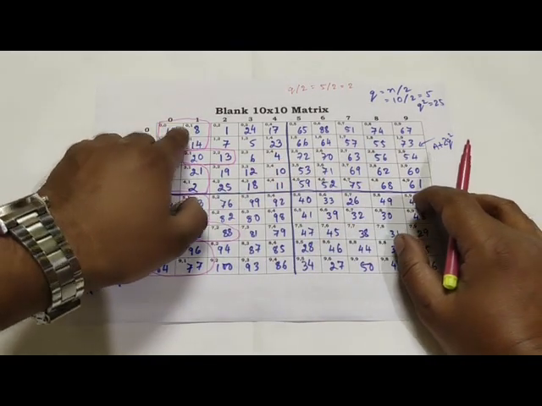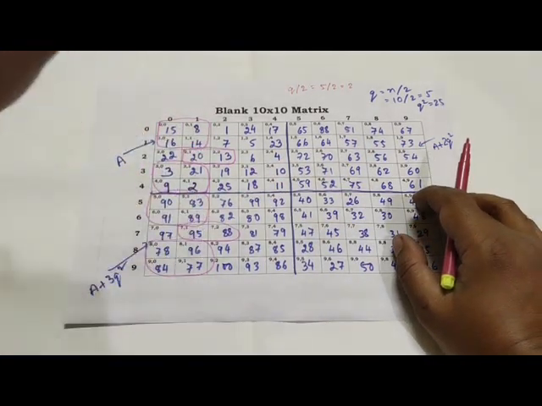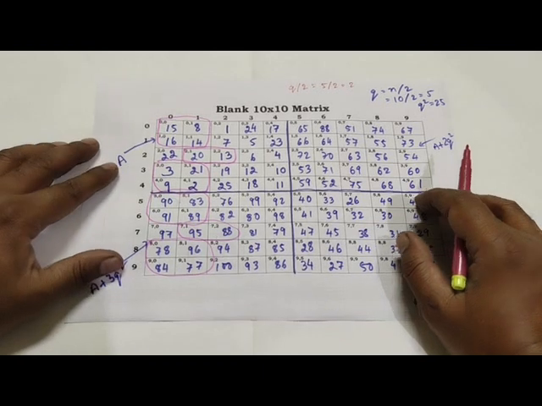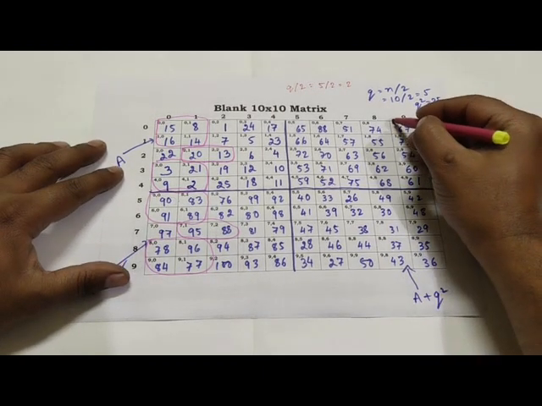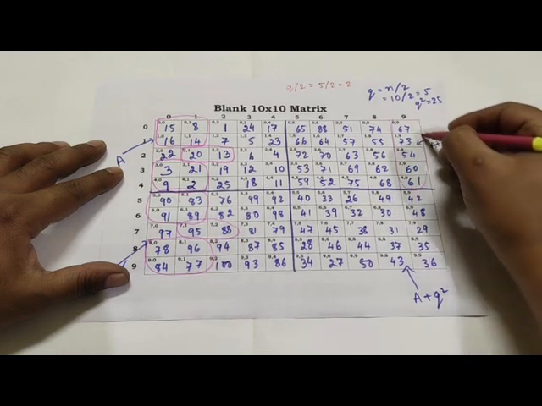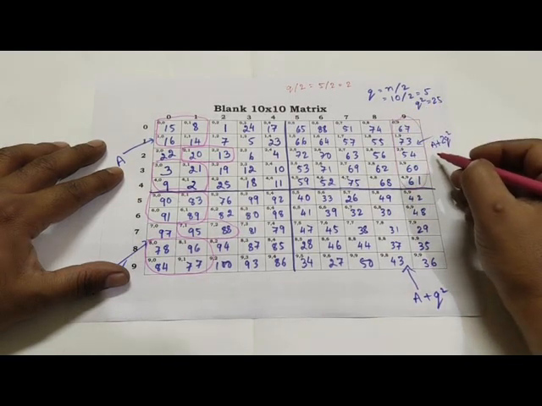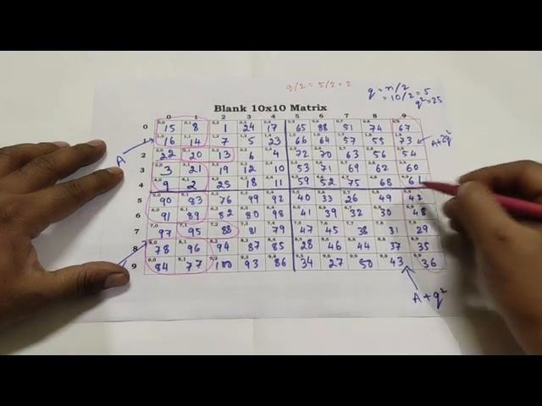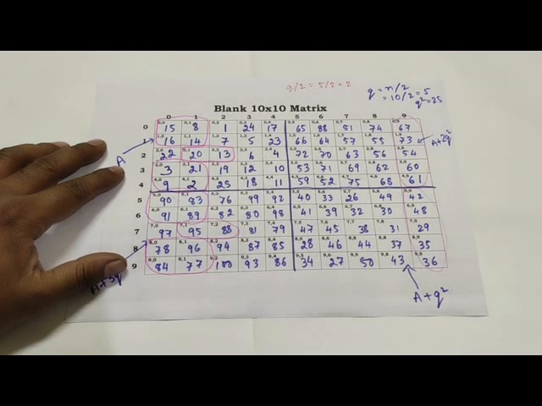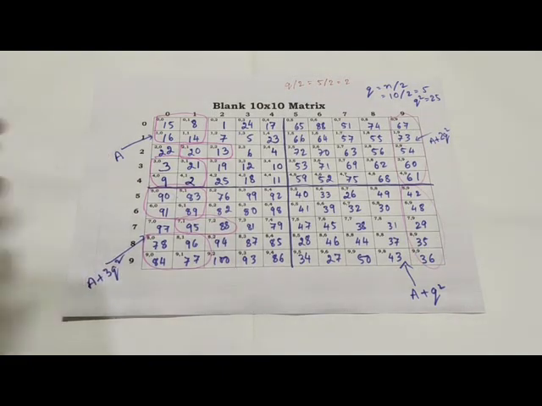Now 2 minus 1, so we get 1. So this time we will be interchanging only one column from the extreme right of the third quadrant with the second quadrant. So let's start with this.